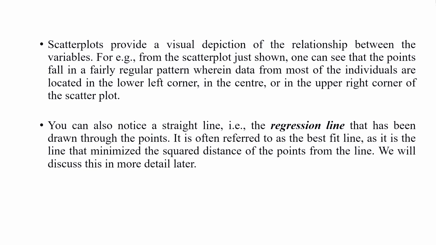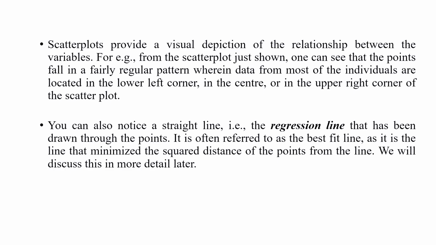Now, what is this plot? This scatter plot provided us with a visual depiction of the relationship between variables. For example, in the scatter plot just shown, you could see that the points fall in a fairly regular pattern, wherein data from most of the individuals are located in the lower left corner, or in the upper right corner. So there is this straight, oblique rising line that you saw. This straight line is referred to as the regression line. It is also referred to as the best fit line, as it is the line that minimizes the squared distance of the points from the line. So it basically says how distant each of these data points is from this best fit line.